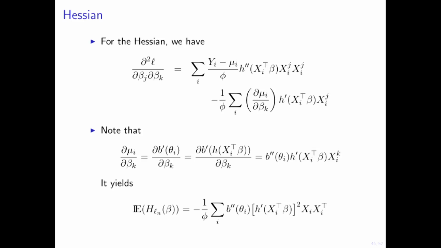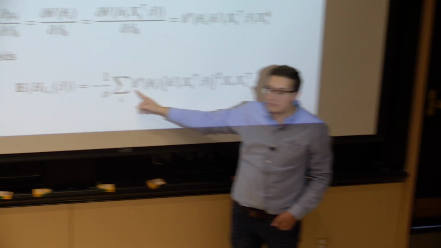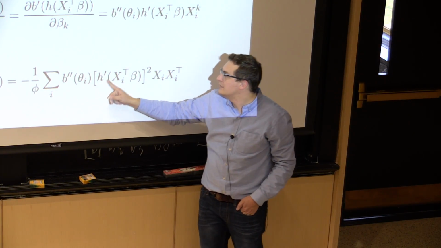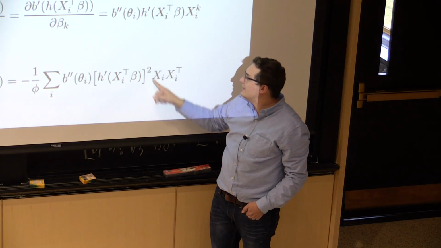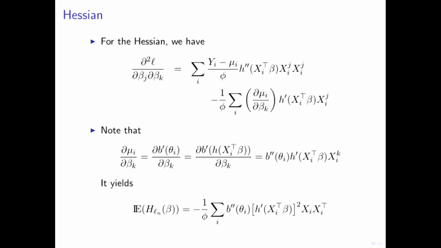And so now, I work a little bit and I get this term. It's not very surprising. In the second derivative, I have terms in b prime prime. I have a term in h prime but squared. And then I have my x_i outer x_i transpose, which we know we would see. Okay, so we'll go through those things next time.